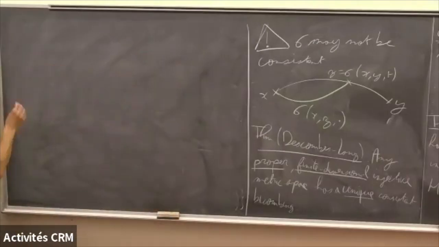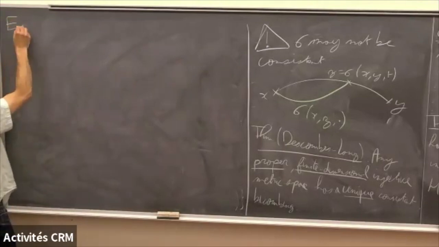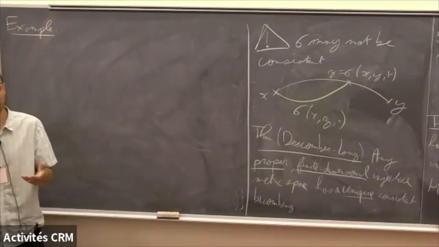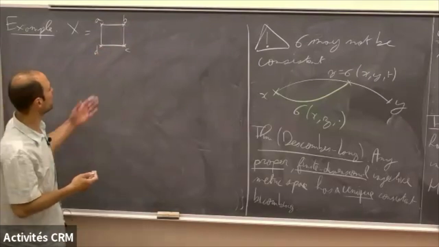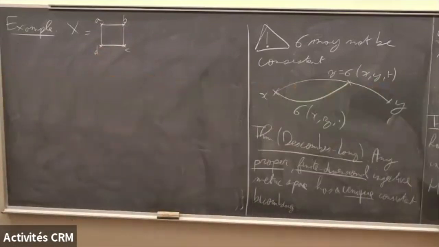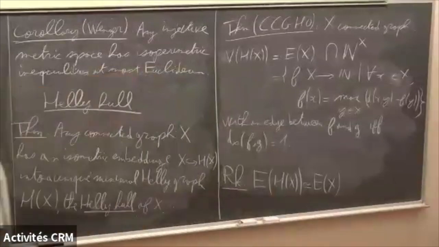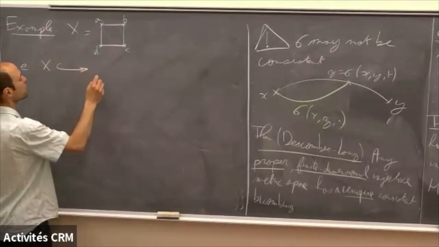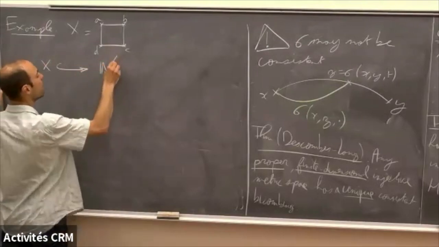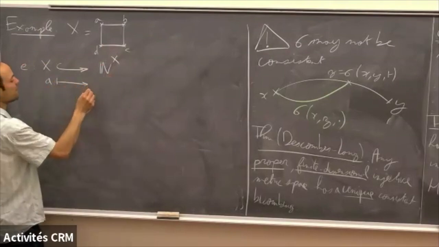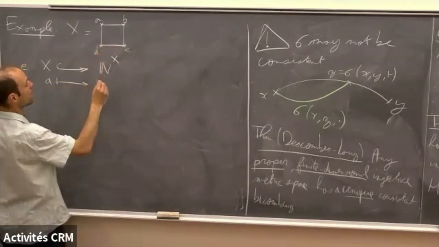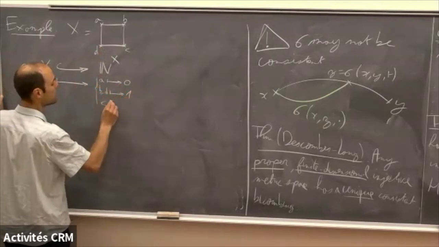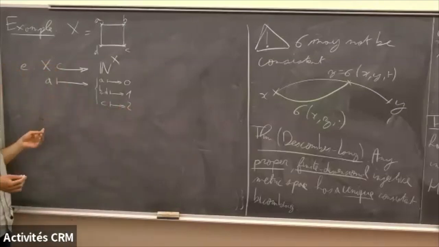Okay, so I will start with the simplest example of a graph which is not Helly, which is the square. If I represent X inside the space of functions from X to N, what is it? So A is sent to the function which sends A to 0, B to 1, and C to 2. It's the distance function to A, right?